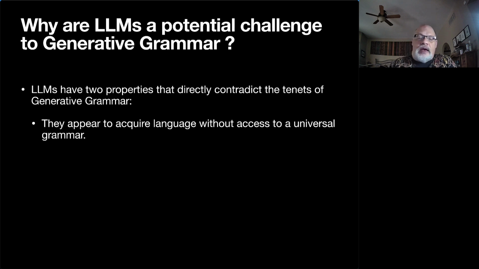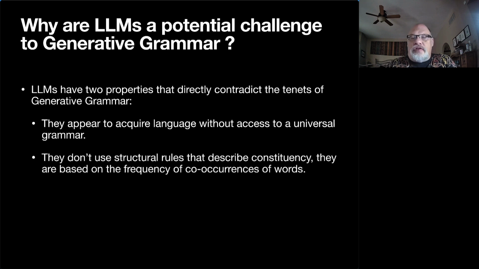In theory, you should be able to feed an LLM a non-existent human language, and it will acquire it, even if it is inconsistent with what we know about universal grammar. The other thing that these do is they don't use structural rules that describe constituency. They're based, as I have said before, on the frequency of co-occurrences of words. So they are probabilistic and statistical, rather than deterministic and rule-based. So these two things are sort of critical components of generative grammar.